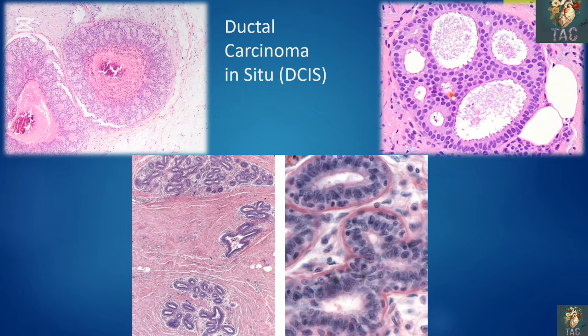Different architectural variations may be present. The cells may be present in the form of solid sheets. They may be present in the form of cribriform areas, papillary and micropapillary growth. Also there may be areas of calcification and areas of necrosis. So these are the features of ductal carcinoma in situ, which may remain in a single lobule, and the very important point is that they do not breach the basement membrane.